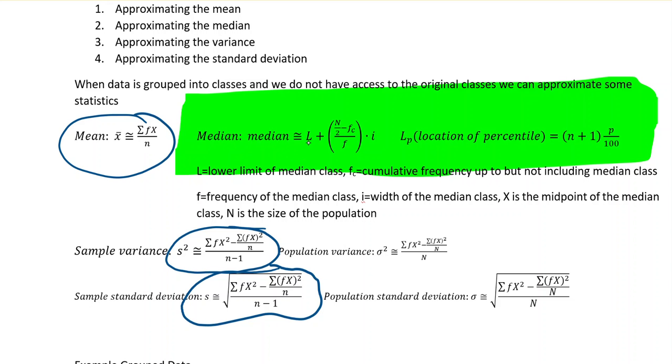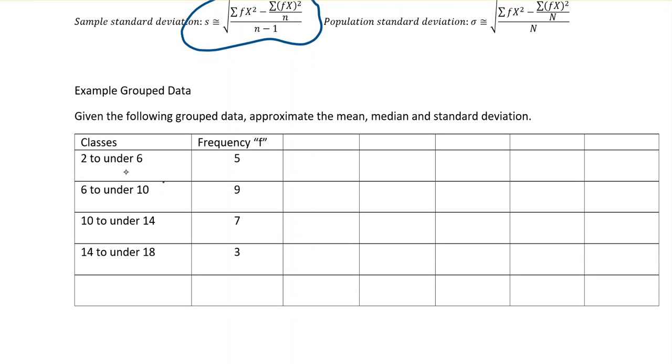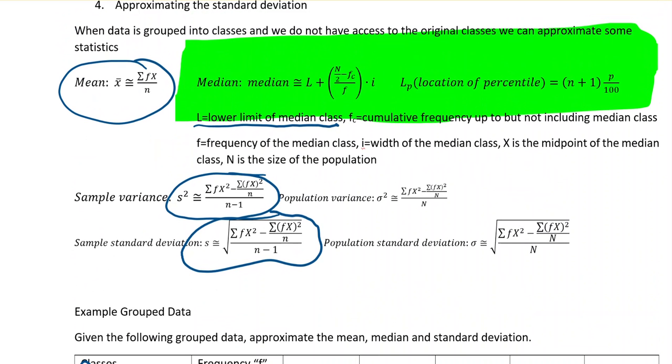The median is approximately equal to L, which, by the way, is the lower limit of the median class. So we look at this. These are classes. So we have class 2 to 6, 6 to 10, 10 to 14, 14 to 18. So the lower limit of the median class must be one of these numbers. This is the lower limit, lower limit, lower limit, lower limit. The other numbers are the upper limits. So one of these numbers is L. We need to find which one.